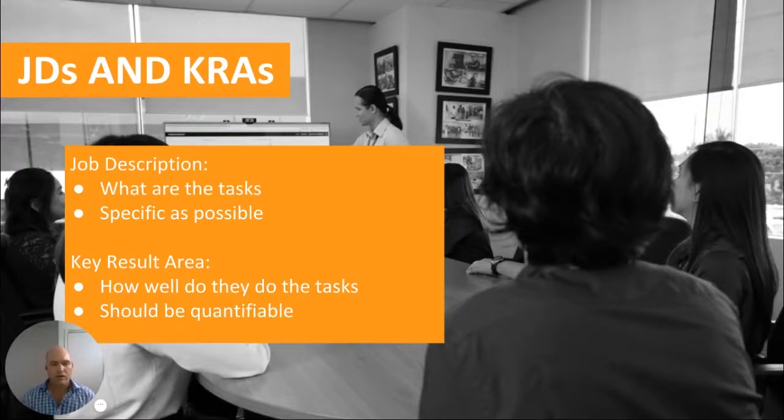The key result area is something that you may or may not be familiar with. It's often included in the same document as the job description, and it basically lists a whole bunch of success measures or key performance indicators. And each one of those KPIs or key result areas, or whatever acronym you want to use to describe it, is associated with one of the tasks in the job description.